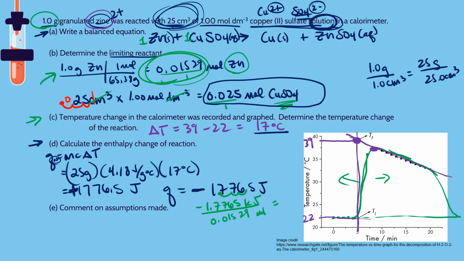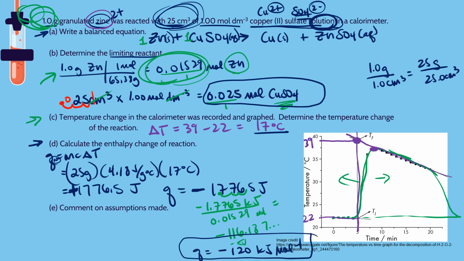And then handy dandy calculator says that this is equal to negative 116.187, so many digits. Sig figs, we're going to keep 2. So that 6 is going to turn that 1 into a 2. Our final answer, Q, is going to be negative 120 kilojoules per mole. This is our molar enthalpy of reaction.